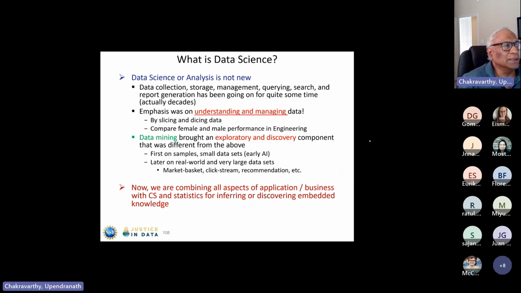So what is data science? Data science or analysis is not new. Again, it's the same things, but the emphasis is on understanding and managing data, slicing and dicing data, comparing human and machine engineering, data mining, both an exploratory and discovery component. Now we are combining all aspects of application and business with computer science and statistics for inferring, discovering and building. This is the holy grail for data analysis.